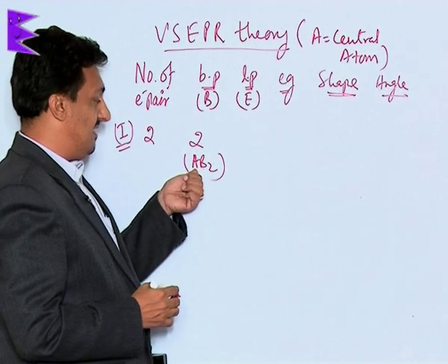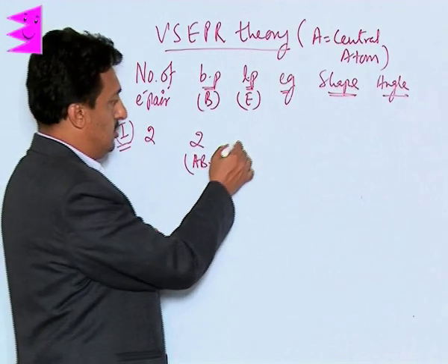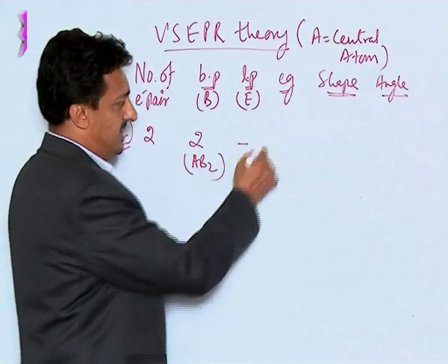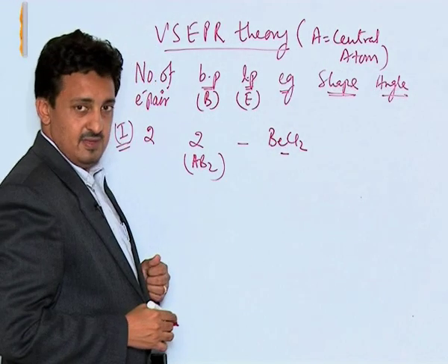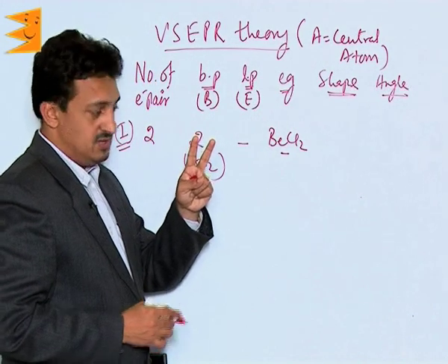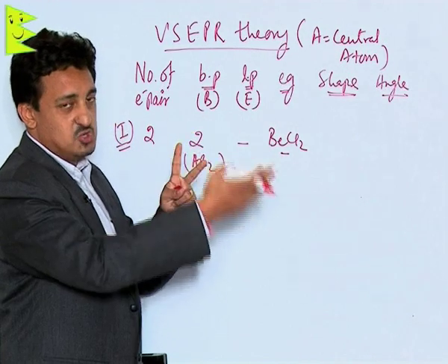AB2 means A is the central atom and B are the two bonded pairs it has around it. No lone pairs. Example, beryllium chloride. Beryllium has two valence electrons. Both valence electrons are shared with two chlorine atoms.